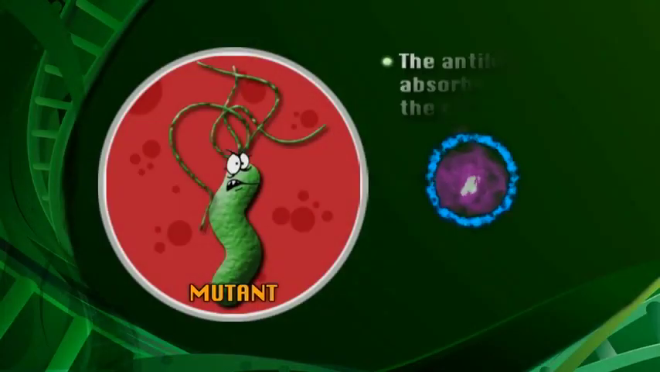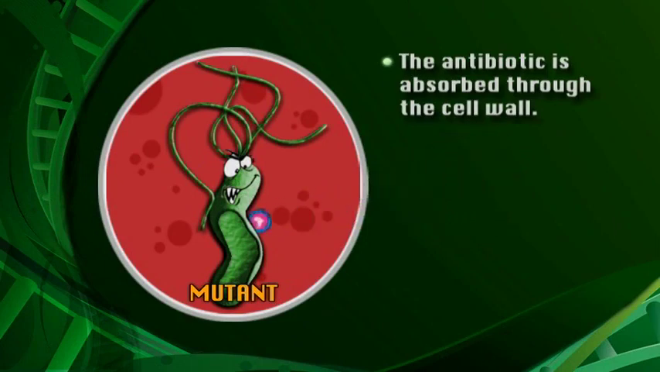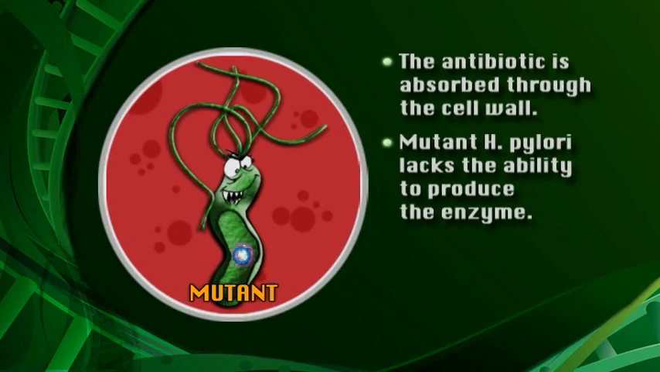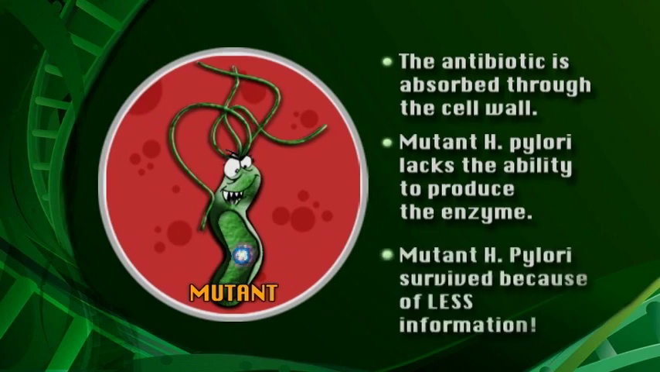Now, in this case, the antibiotic still gets absorbed through the cell wall, but they have a mutation such that they no longer produce the protein that the antibiotic interacts with. They don't make it, right? Which is pretty extreme, but they don't make it at all. And so it can't become a poison, and they survive. No enzyme, no poison, no death. But why did they survive? Not because of more genetic information, because of less. They now don't make a protein that they made before.